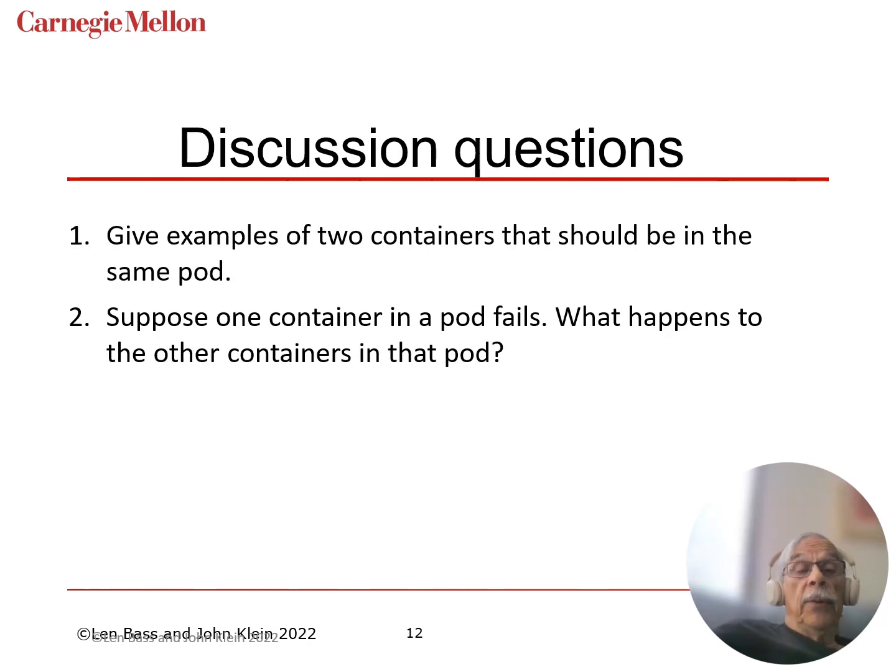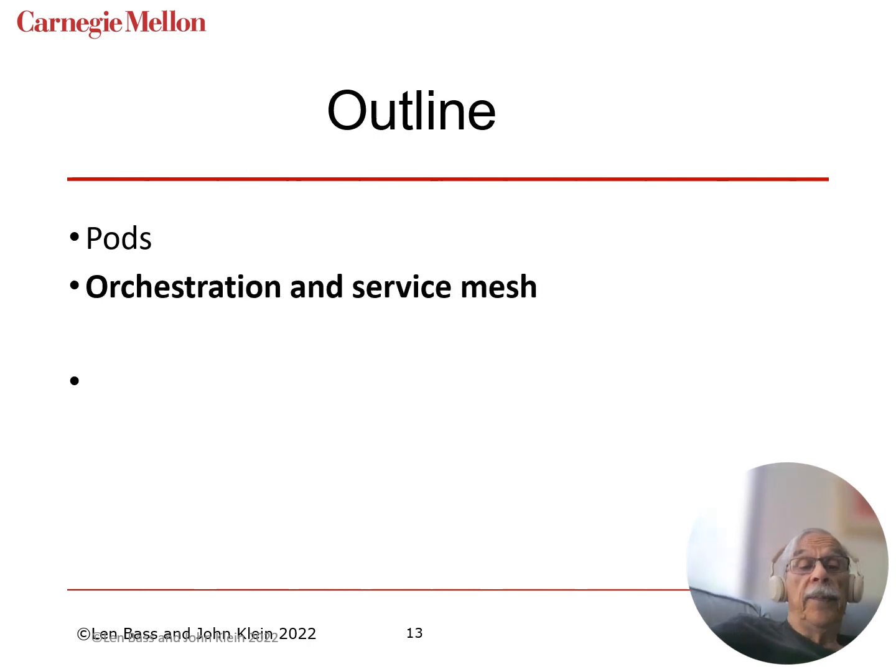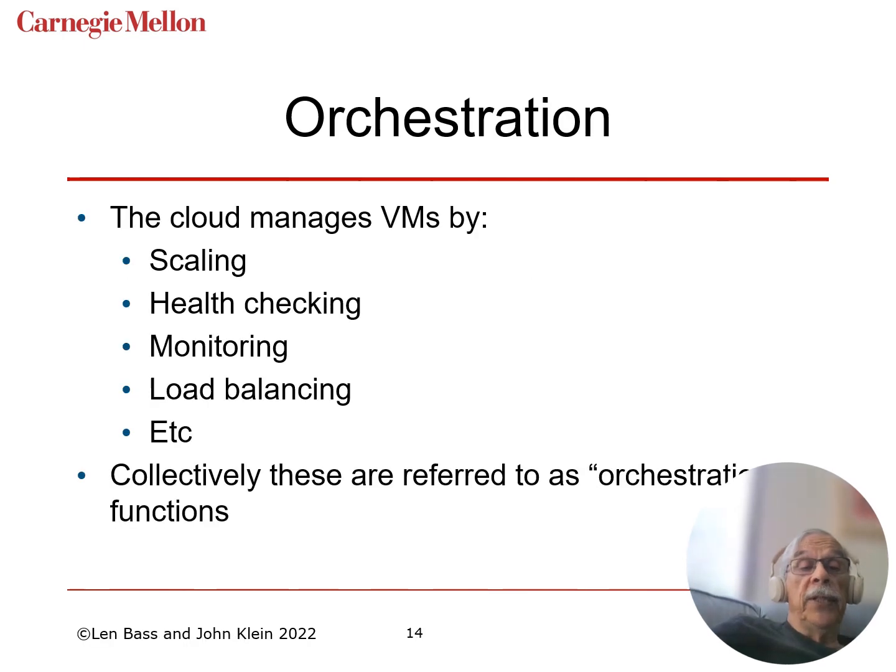So a couple of questions for offline discussions. What are two containers that should be in the same pod? And now suppose one container in a pod fails. What happens to the other containers in that pod? Again, questions for discussion. And so now let's talk about orchestration and service mesh.